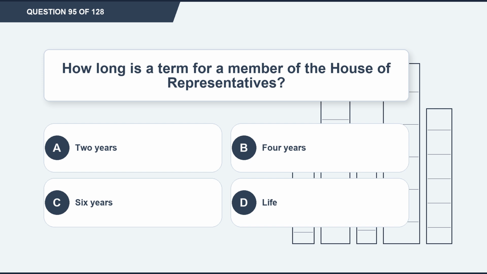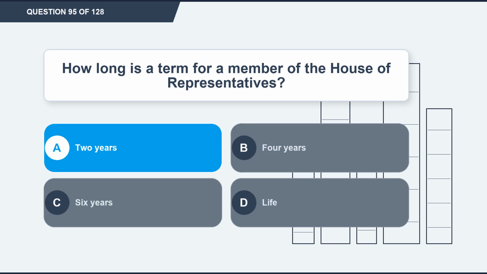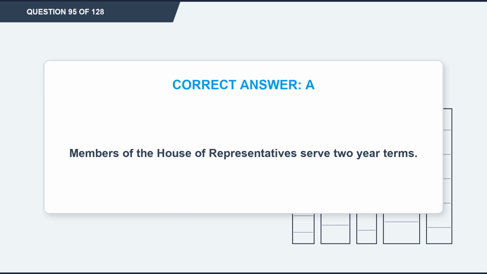Question 95. How long is a term for a member of the House of Representatives? Option A, 2 years. Option B, 4 years. Option C, 6 years. Option D, life. The correct answer is option A, 2 years. Explanation. Members of the House of Representatives serve 2-year terms.